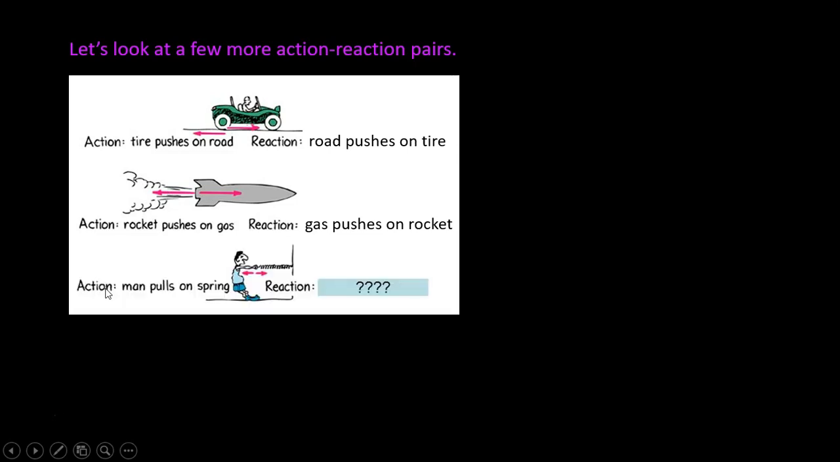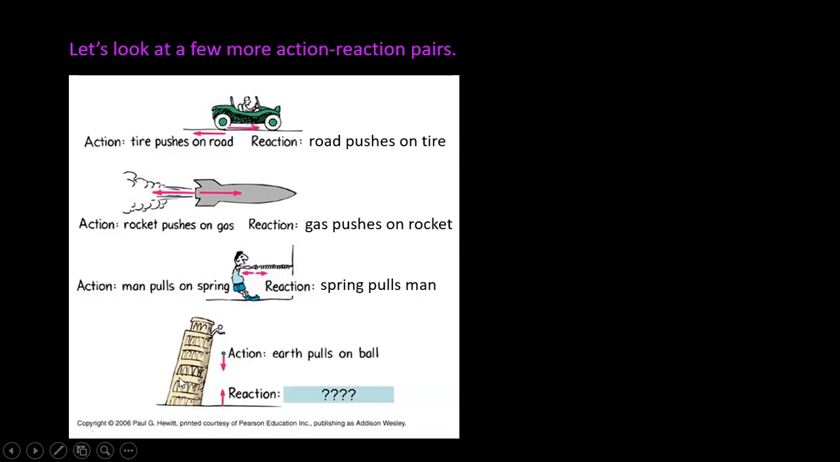Let's do another one. The action force is a man pulls a spring, so this is the action force. The man's pulling the spring backward. The reaction force is the spring pulls the man, so the spring is pulling the man to the right.